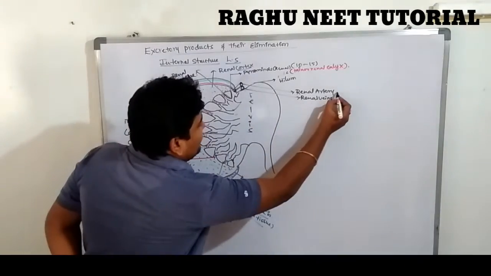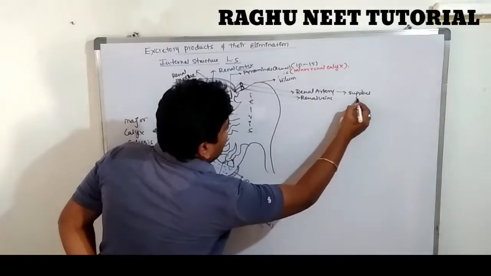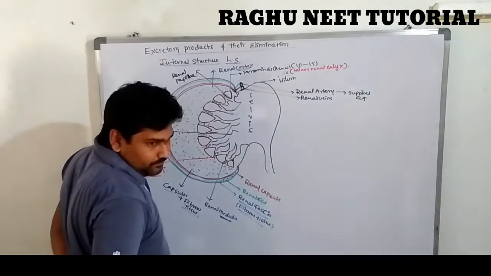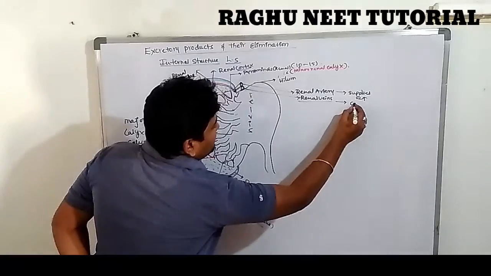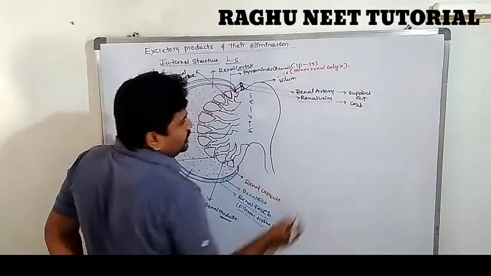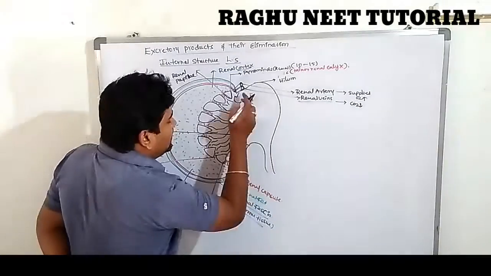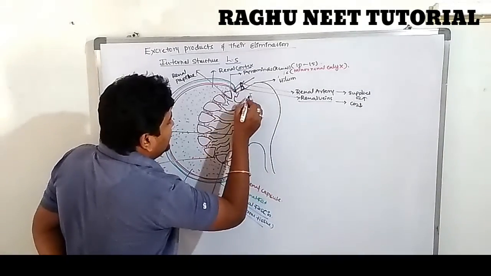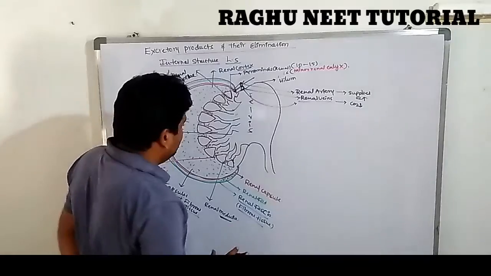So the renal artery, very important, supplies oxygenated blood into the kidney region. The renal vein carries deoxygenated blood from the kidney to the heart. So what is the importance? The artery carries oxygenated blood, and the vein carries deoxygenated blood. Are you clear?